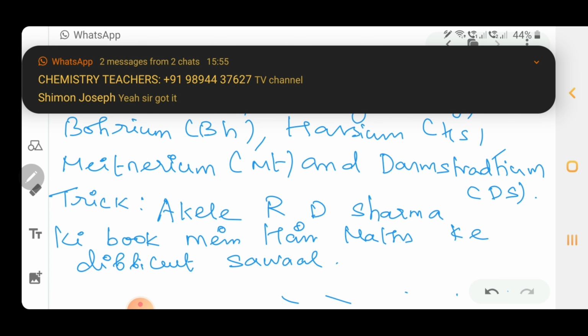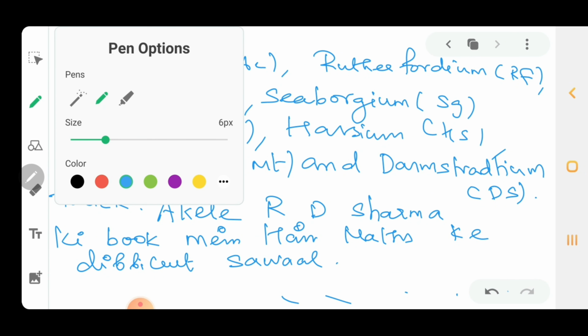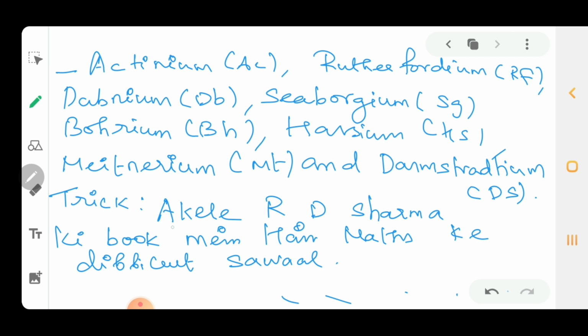Okay, if again you decode the words, what you will get, this is your actinium. R represents rutherfordium, D represents dubnium, S represents seaborgium, and B represents bohrium, and then H represents your hassium, and then this is meitnerium, and then the last one, difficult, is your darmstadtium. Hope you understand the D block elements.